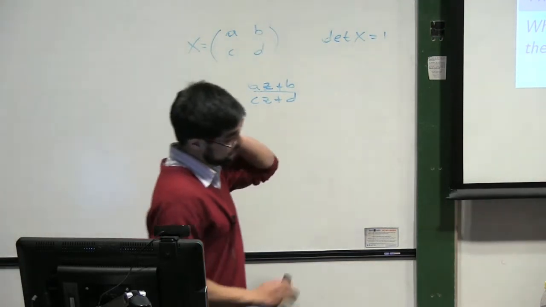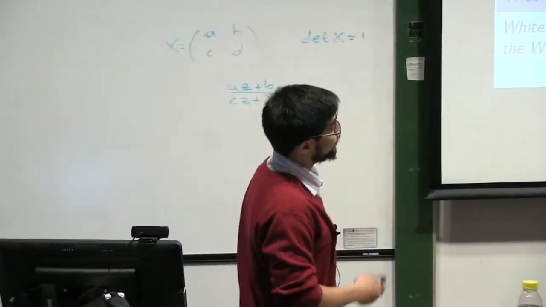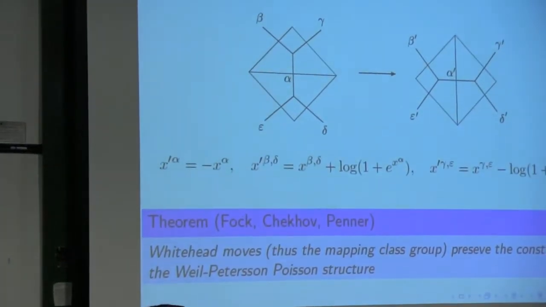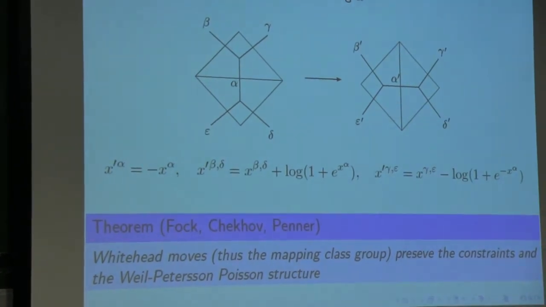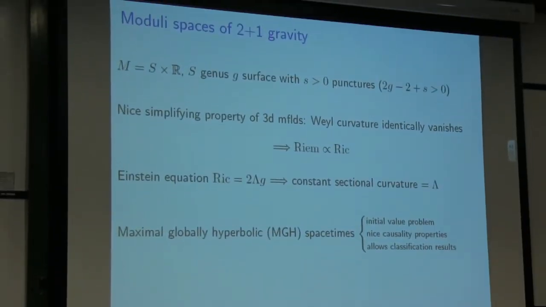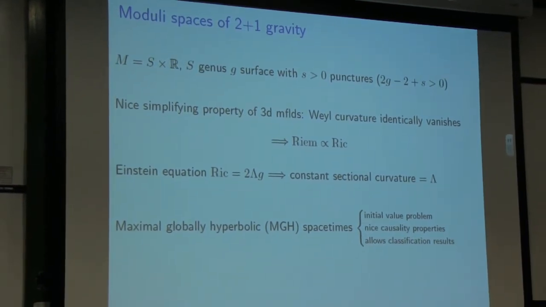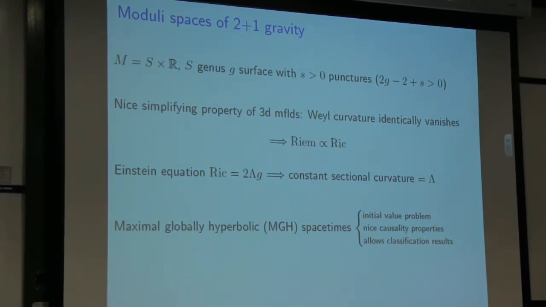So this gives a nice picture, at least for me, of the shear coordinates on Teichmüller space and why we would like to have them. Maybe this motivates us to look at the same construction, if it is possible, on the moduli spaces of 2+1 dimensional spacetimes that satisfy Einstein equations. And I'll try to say a few things about why they are related to Teichmüller theory.